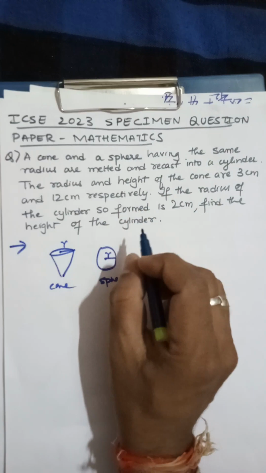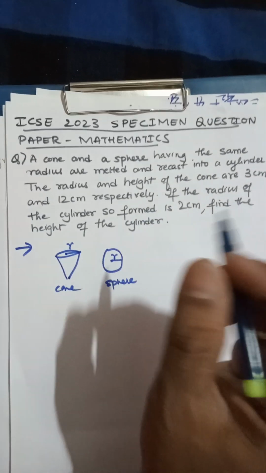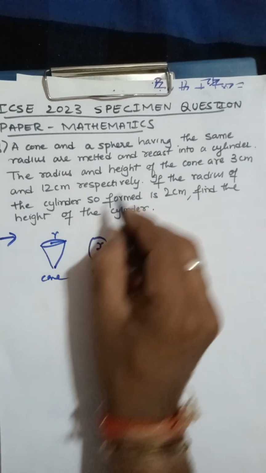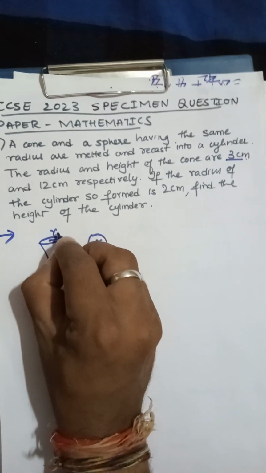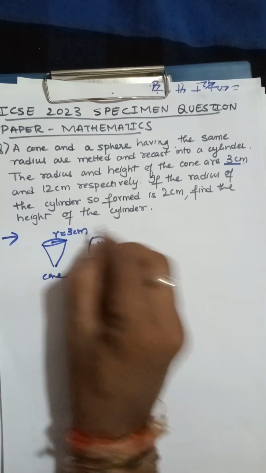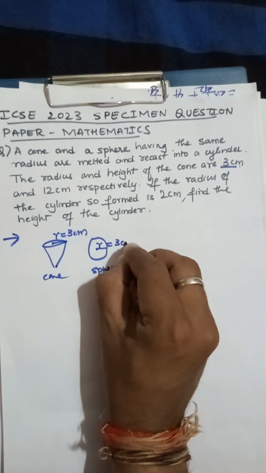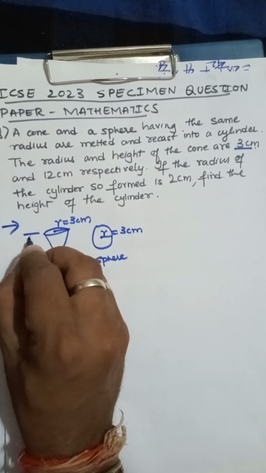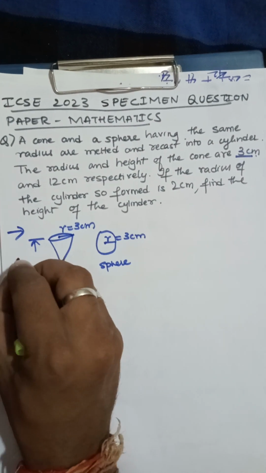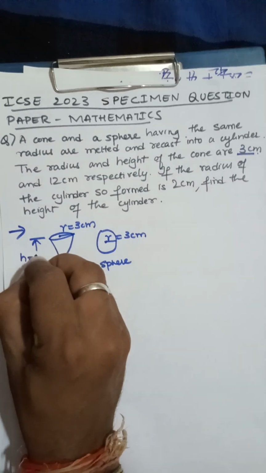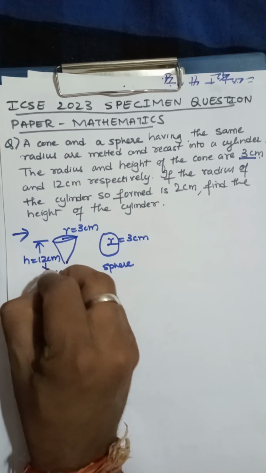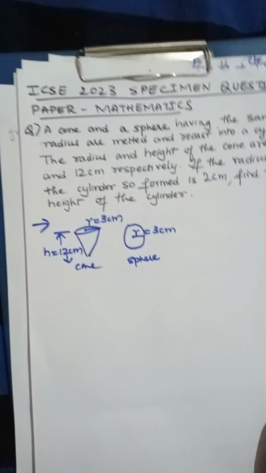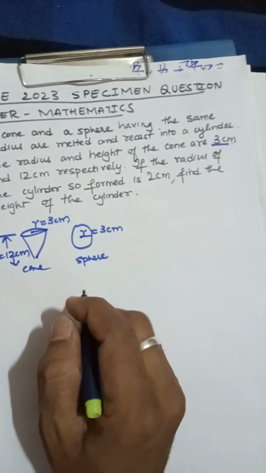Now, the radius and height of the cone are 3 centimeter and 12 centimeter. So they have given the radius of the cone as 3 centimeter. The radius of the sphere will also be equal to 3 centimeter, as its radius is equal to the radius of the cone. They have also given the height of the cone as 12 centimeter. I'll represent it using small letter h. So h is equal to 12 centimeter.